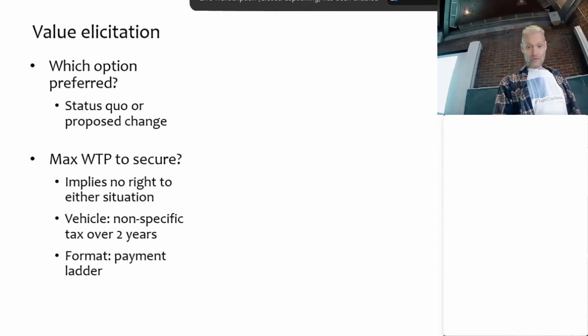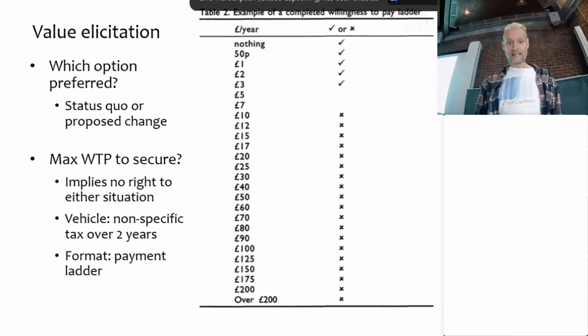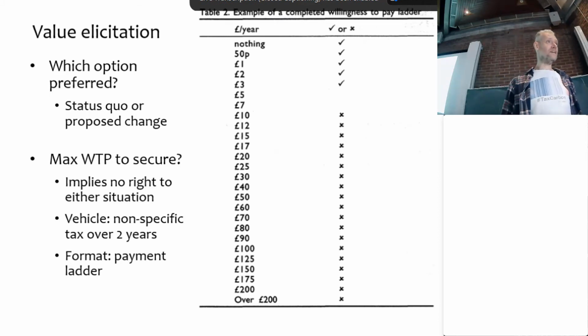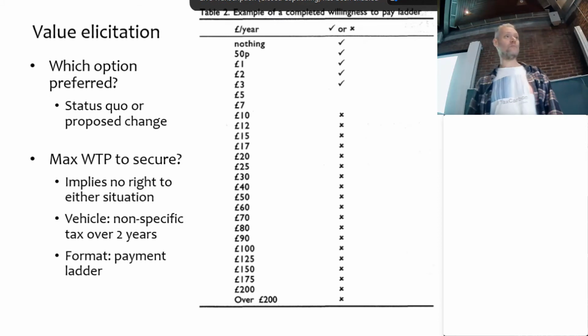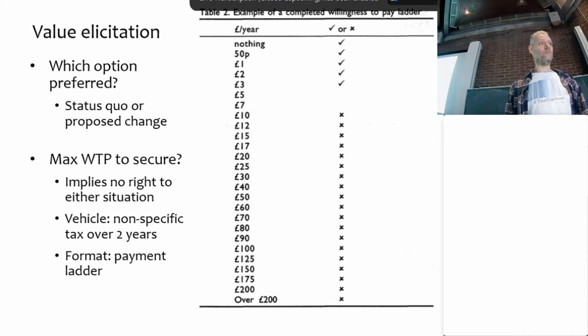And then you ask them which do you actually prefer, and then in this particular study they show them a payment ladder. And here you see the payment ladder. Essentially you give them options from 50p to £200. So there's very little anchoring going on, right? You give them a very wide range, and then they say, I'm willing to pay £3 in this case, but not more, definitely not more than £10.